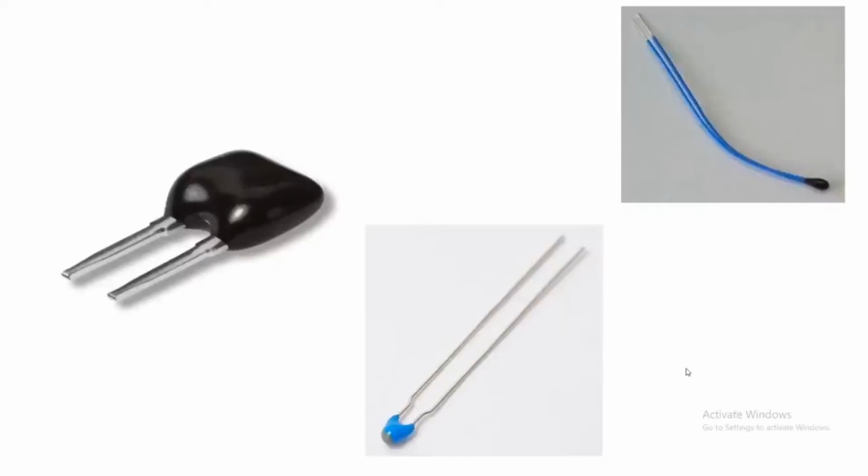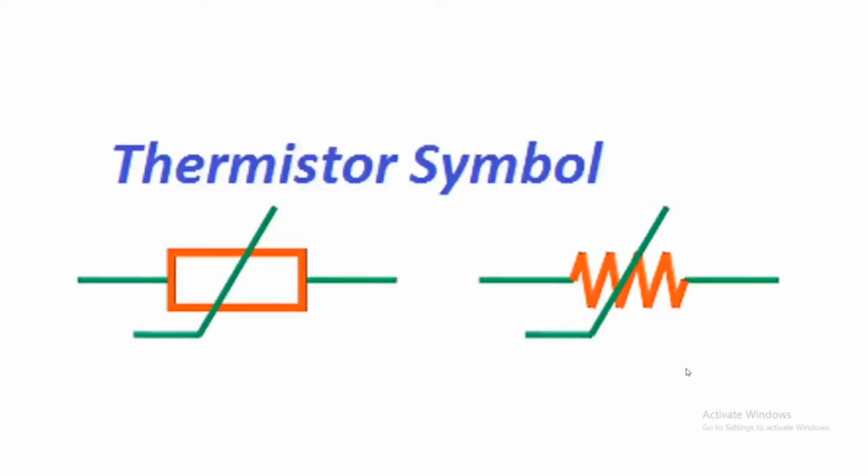When the temperature becomes very high, the resistance of this resistor will become very high. When the temperature becomes very high, there will be chances to damage our circuits, so this resistor will help us increase the resistance to stop the flow of current. This is the symbol of the thermistor. When you see this type of symbol on a schematic, you understand that this is the thermistor.